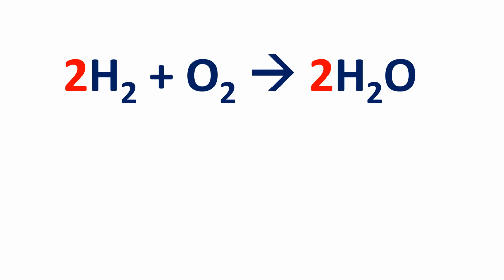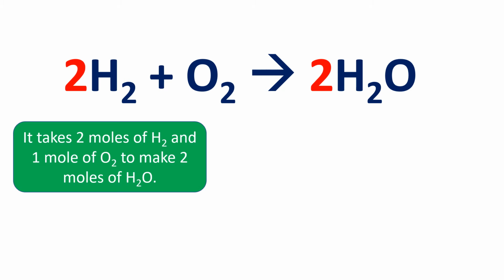So let's consider this equation here, this chemical formula. I've got 2H2 plus O2 making 2H2O. What does that actually mean? Well, we know that those larger numbers, the bigger numbers, mean the number of moles. So we can say it takes 2 moles of the hydrogen and 1 mole of oxygen to make 2 moles of water. Now, why am I saying 1 mole of oxygen? Well, if you look at the formula, there is no big number, and so we assume it's 1.